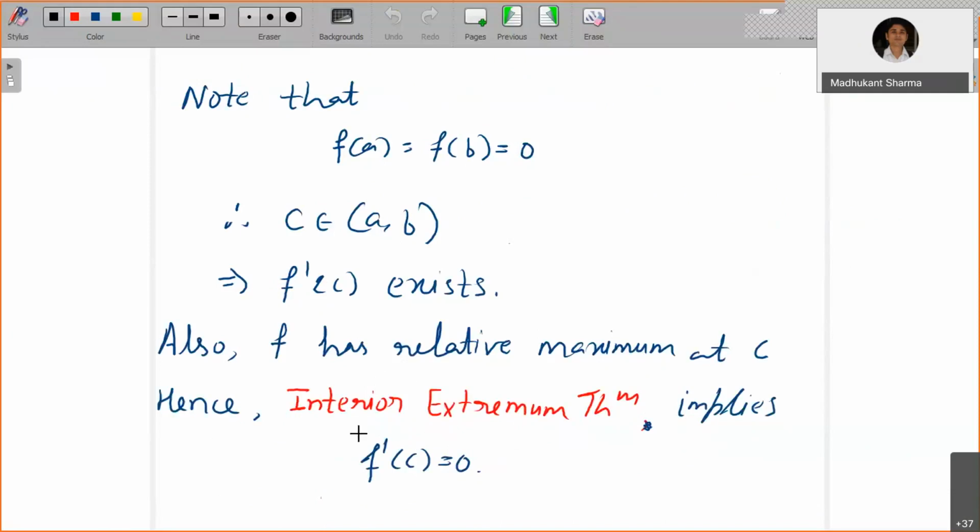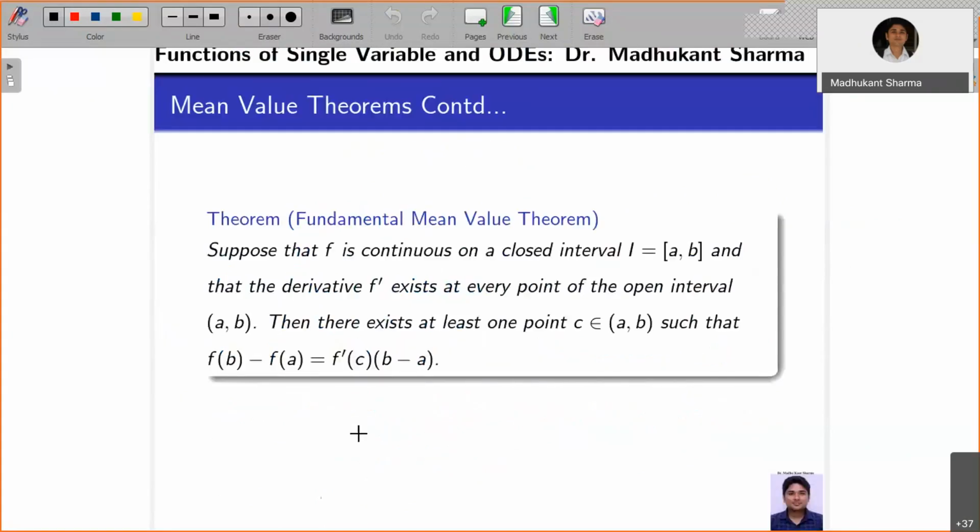Now I'm going to close this session by establishing a result known as the fundamental mean value theorem. It is not assuming that f of a and f of b are equal to 0. It only assumes that f is continuous on a closed interval I and that the derivative f dash exists at every point of the open interval AB. Then you will be able to identify a point c such that f dash of c is equal to f of b minus f of a divided by b minus a.